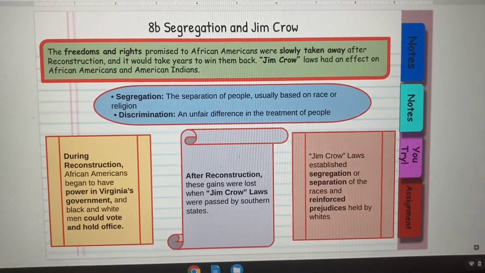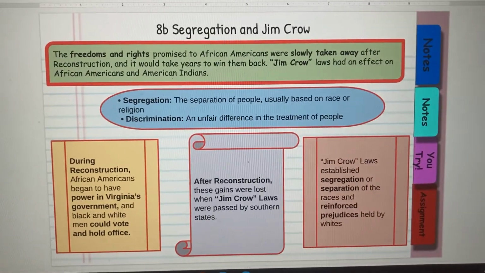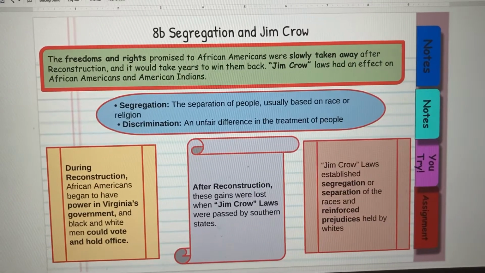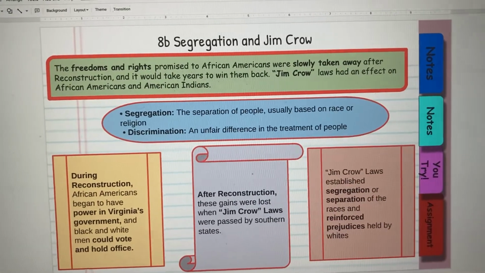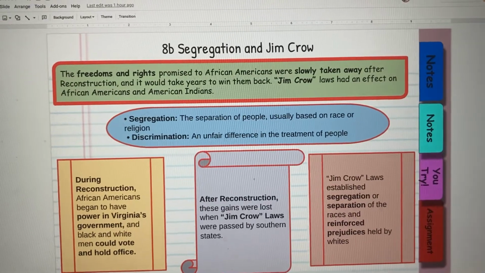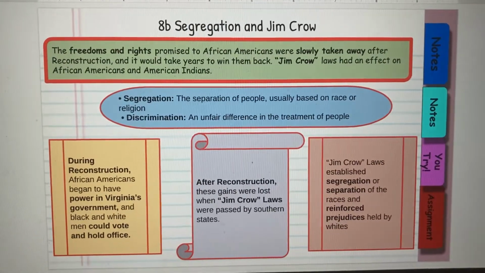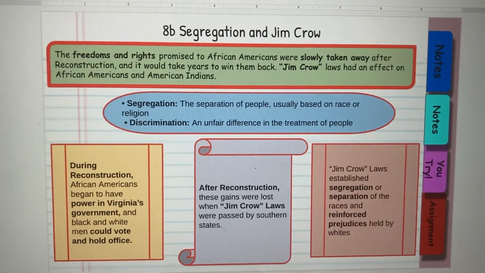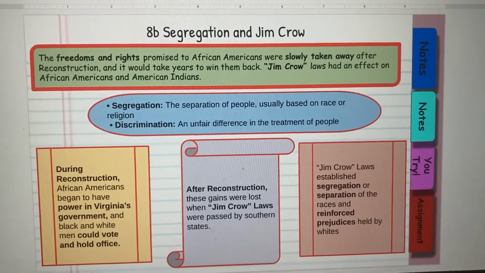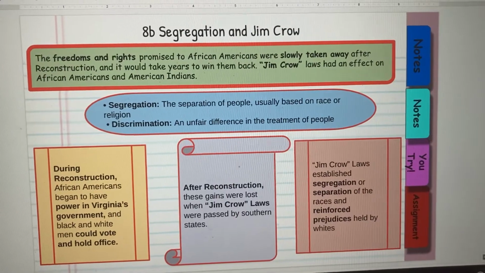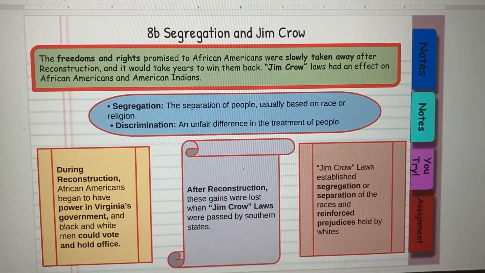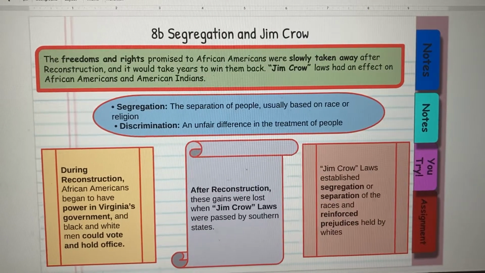All right, so now that we've talked about Reconstruction and rebuilding the South, we have to talk about this period of history where things were just not right. Segregation and Jim Crow laws. So the freedoms and rights that were promised to African Americans were taken away after the period of Reconstruction, and it took years to win them back.